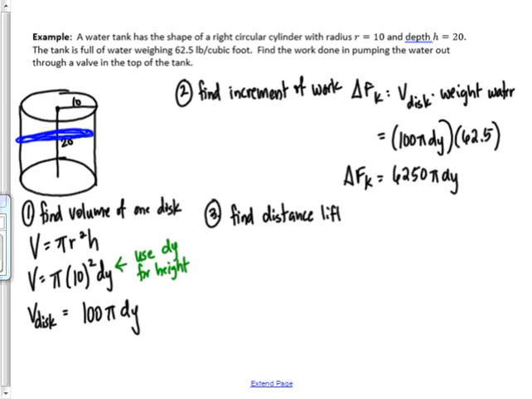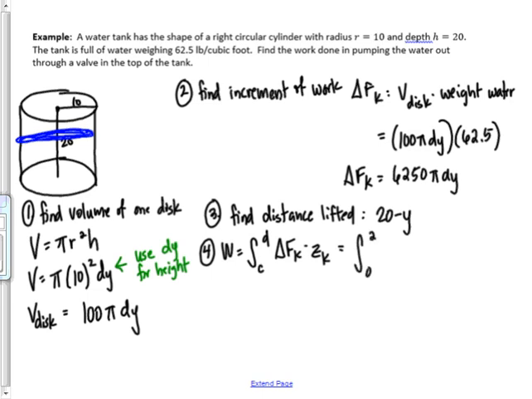The third thing we want to do is find the distance that is lifted. This tank has a depth of 20, so the distance lifted is 20 minus y, same as it was with the rope. Now we can plug into our formula. Work is equal to the integral from c to d of delta F sub k times z sub k. Since I'm pumping all of the water out, I'm going from 0 to 20.